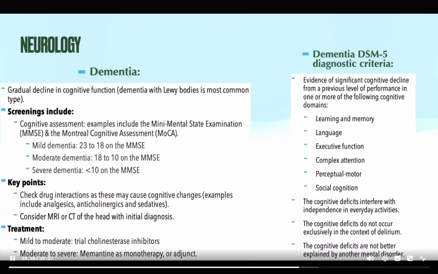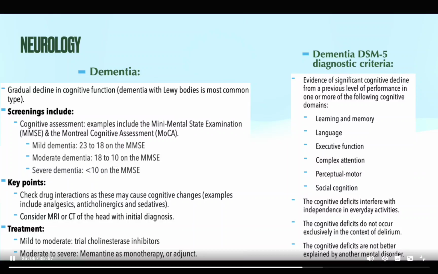So, screening for dementia includes the cognitive assessment, for example, the Mini-Mental State Exam or the Montreal Cognitive Assessment. Also, the DSM-5 has criteria for major neurocognitive disorder. This is also known as dementia. So, it's as follows, and I'll read it here.